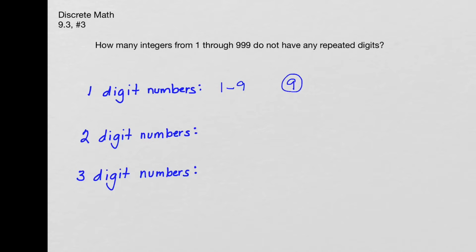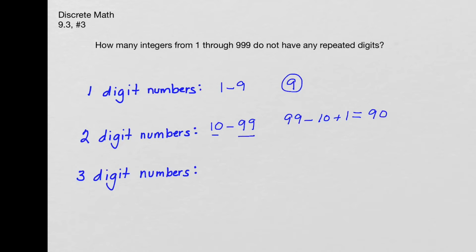And then we look at two-digit numbers. These are the numbers from 10 through 99. And I need to find the ones that do not have any repeated digits. We didn't have to worry about that with one-digit numbers, because how are you going to repeat if there's only one digit? So now I don't want to just say how many two-digit numbers there are from 10 through 99. We know that would be 99 minus 10 plus 1, and that gives us 90.